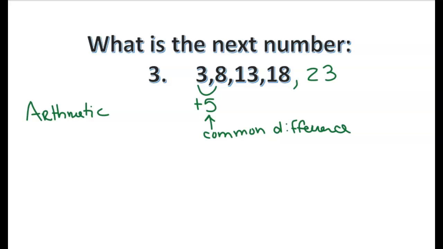By the way, when you add the same number over and over and over again, that number can also be called the rate of change. Do we remember another word for the rate of change? Do you remember that the rate of change could be called slope? And so this is also a linear pattern.